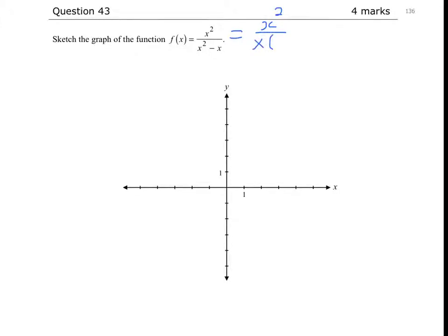factored as x outside of x minus 1, and then the exponent will cancel out the x on the bottom, so we're left with x over x minus 1, with the exception if we canceled the 0 on the bottom, so x cannot equal 0. So this is the graph that we want to do.